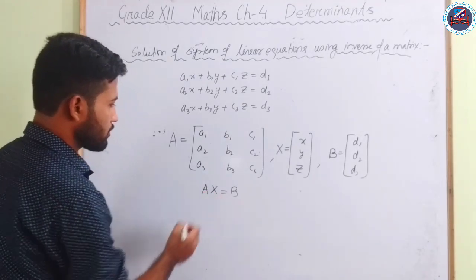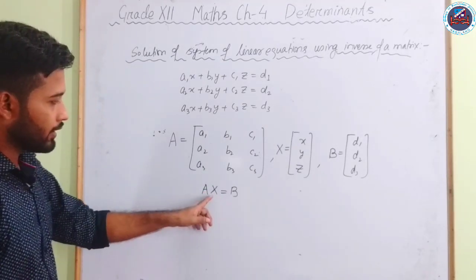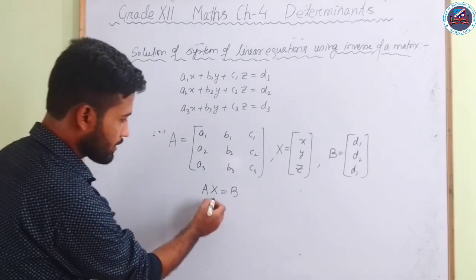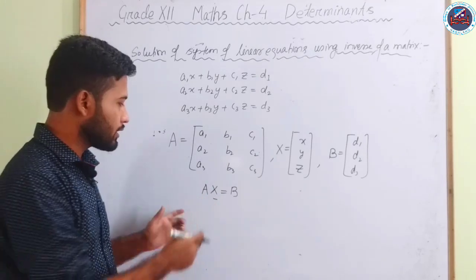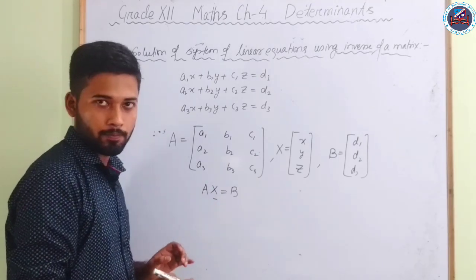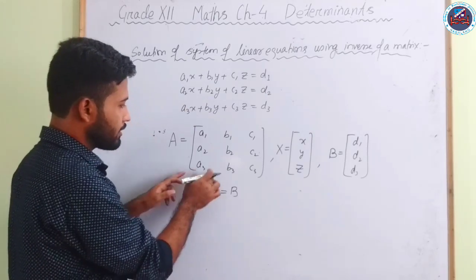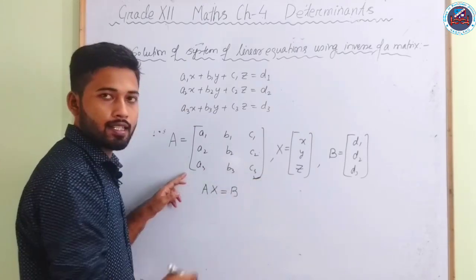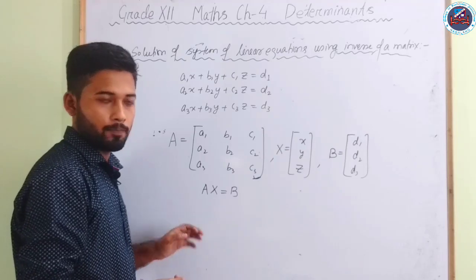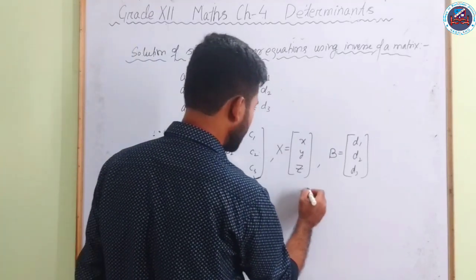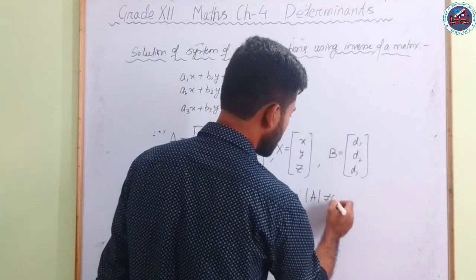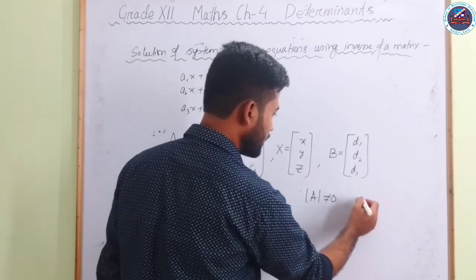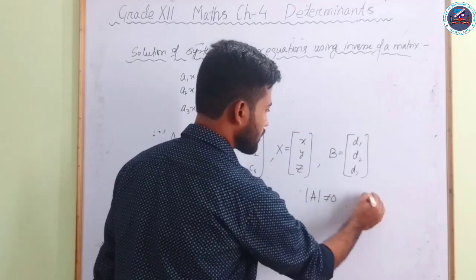The first condition is that if we want to find the solution X, we need to check whether this matrix is invertible or not. That is, whether this square matrix is non-singular or not. If it is non-singular, if determinant of A is not equal to 0, then we are able to find the inverse of A, isn't it?